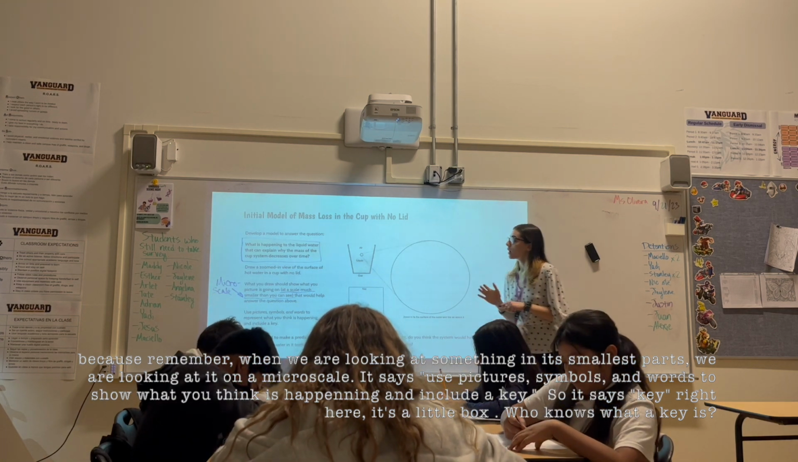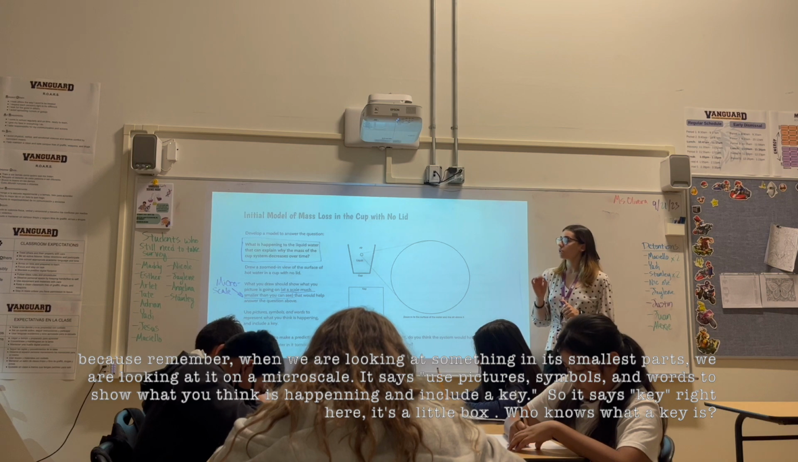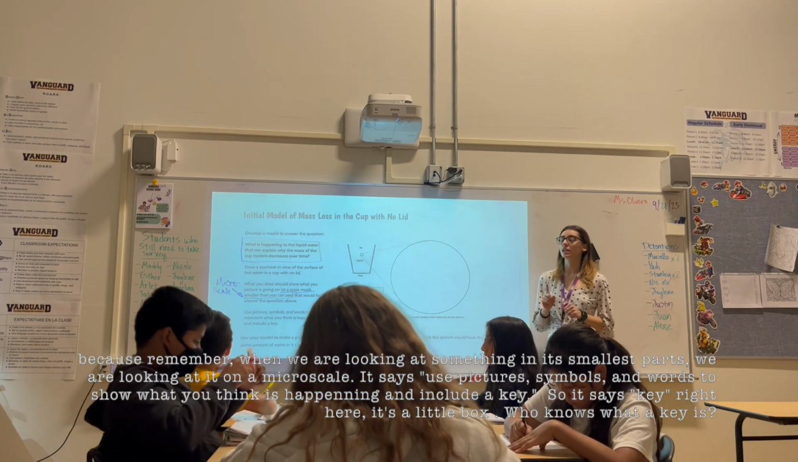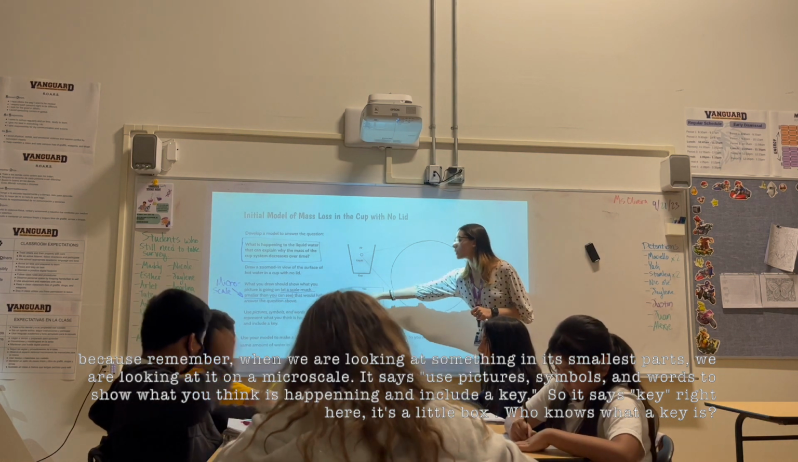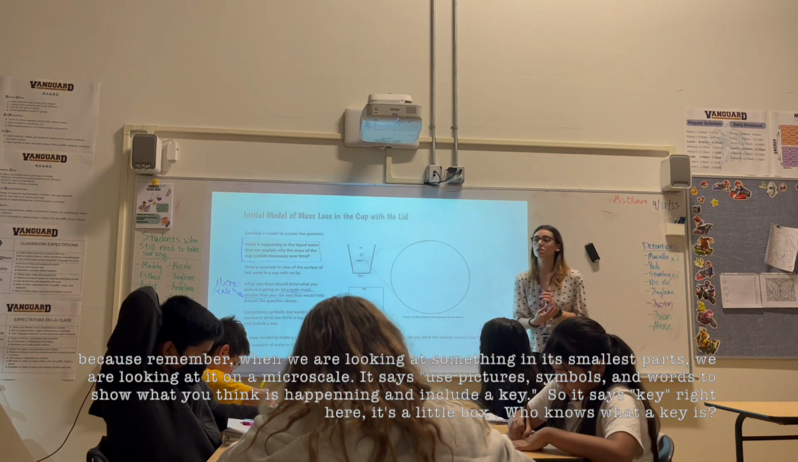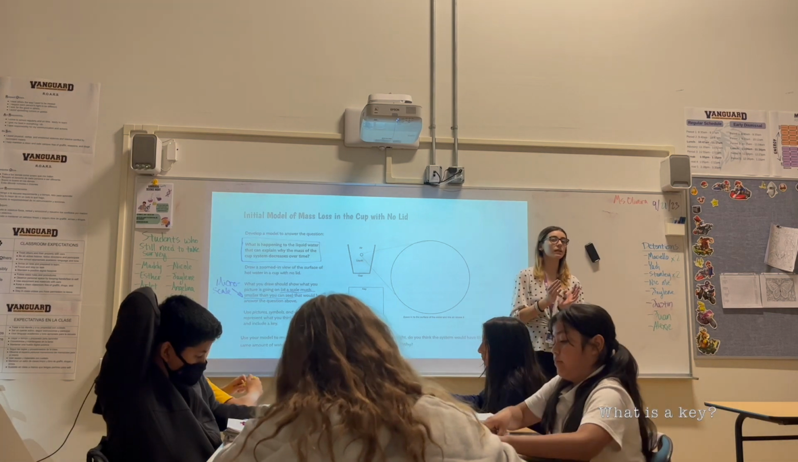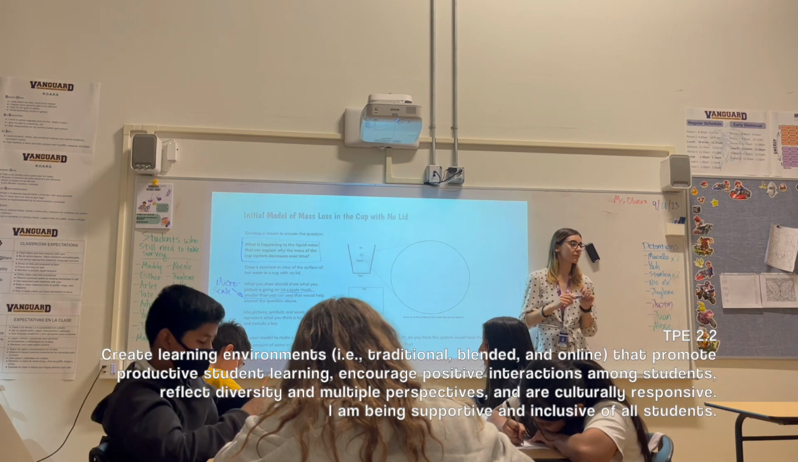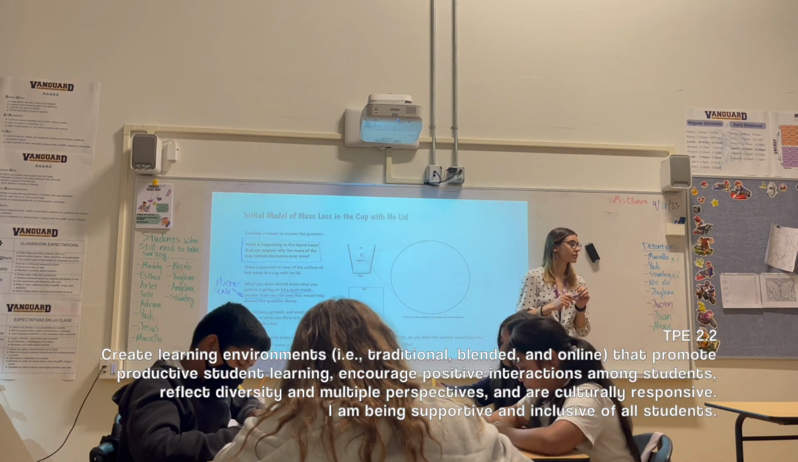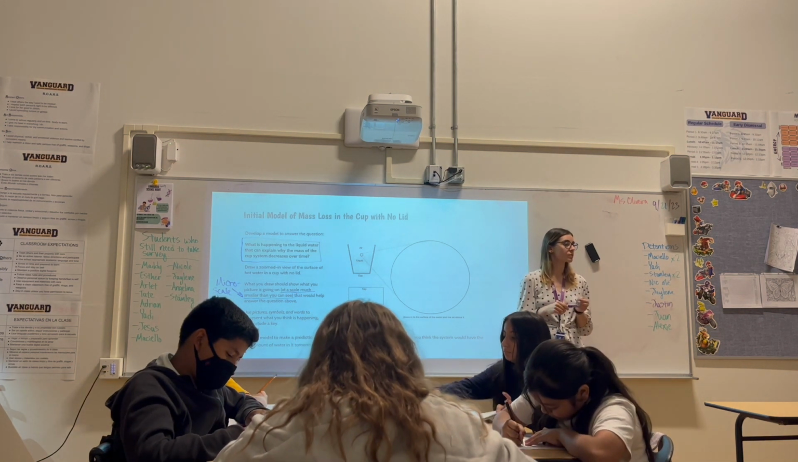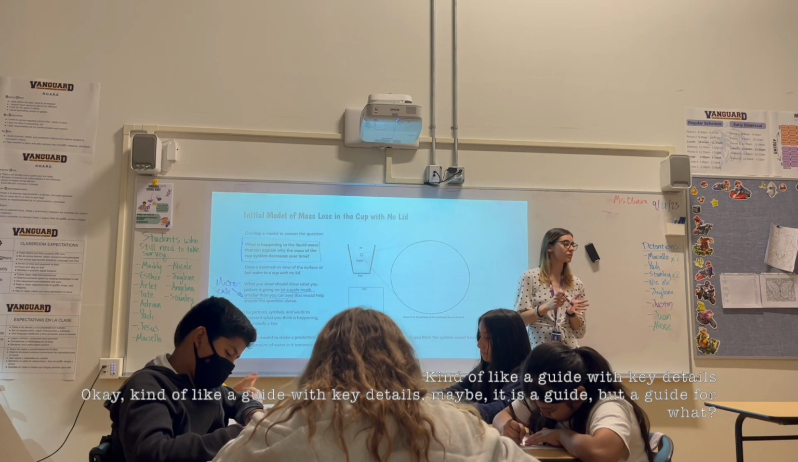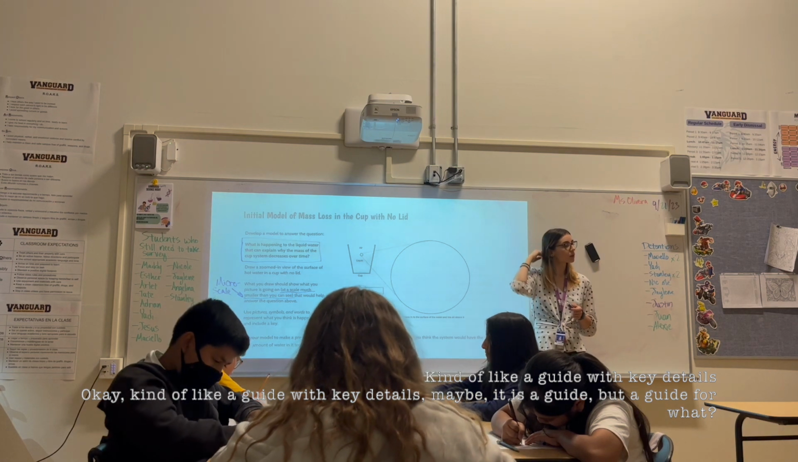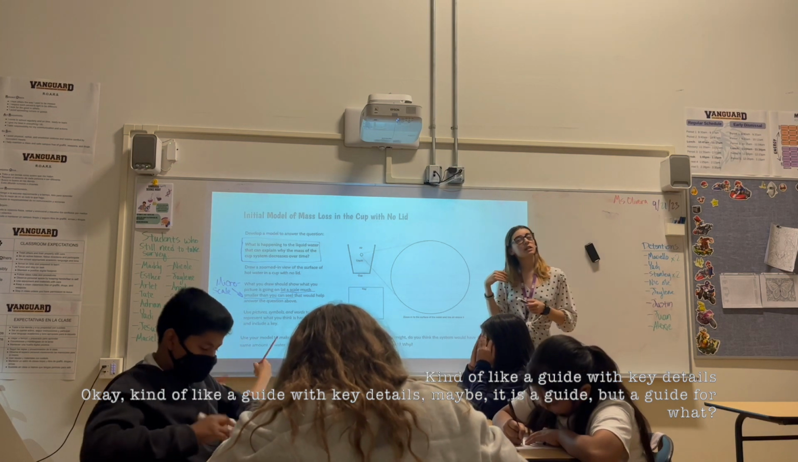It says, use pictures, symbols, and words to represent what you think is happening and include a key. So it says key right here. We have our little box. Who knows what a key is? What is a key? Is it sort of like a little guide? Kind of like a little guide to help you understand key details. Like a guide with key details, maybe.